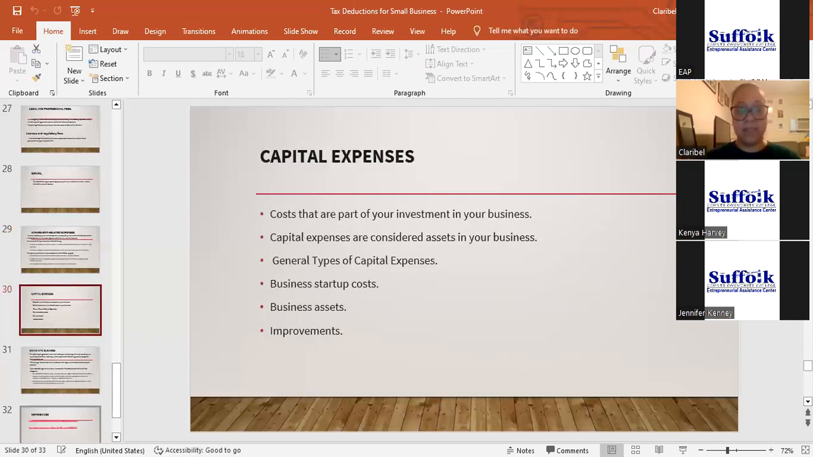Capital expenses are costs that are part of your investment in your business. Capital expenses are considered assets in your business. General types of capital expenses are business startup, business assets, and any improvements that you do to your business. These capital expenses are normally depreciated over time.